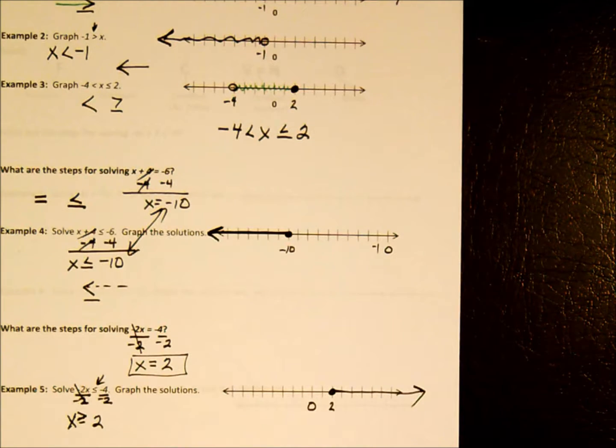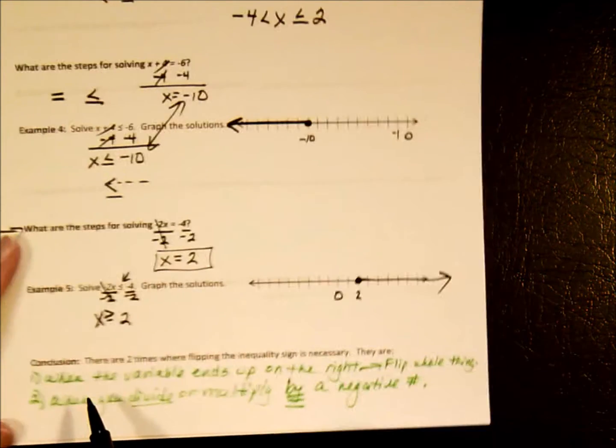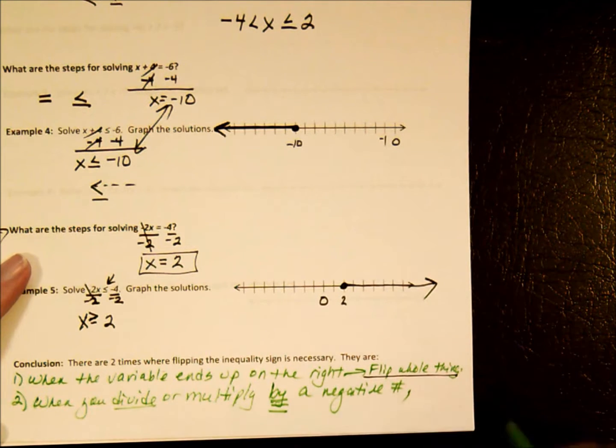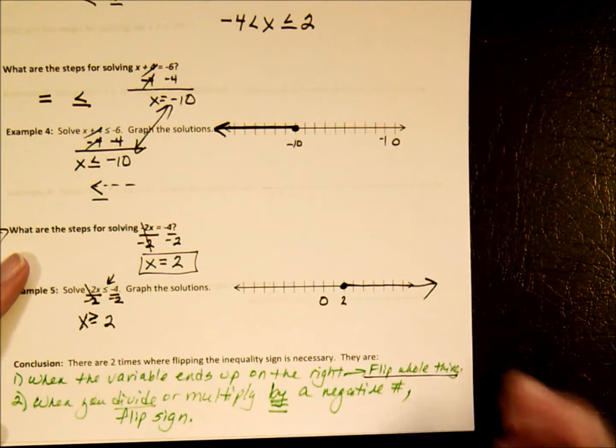So as a quick review, you are going to flip when the variable ends up on the right, you flip the whole thing. When you divide or multiply by a negative, let's finish this statement, you just flip the sign. So when the variable's on the right, you flip the whole thing. But if you are dividing by a negative or multiplying by a negative, you are just going to flip the sign.